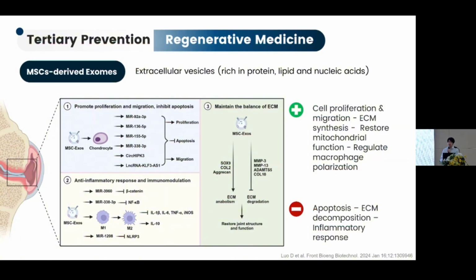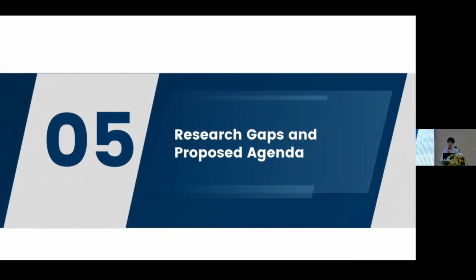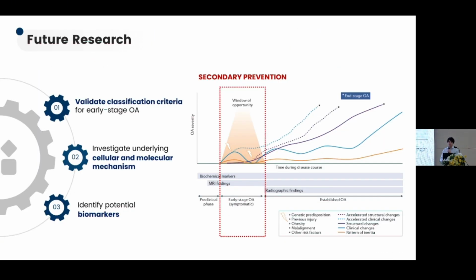Now, let's delve deeper into mesenchymal stem cell-derived exosomes. These extracellular vesicles contain bioactive molecules that can influence cell behavior and potentially promote cell proliferation and migration, and have anti-apoptotic properties. However, the long-term results have not been validated. Despite these advanced treatments, research gaps remain.